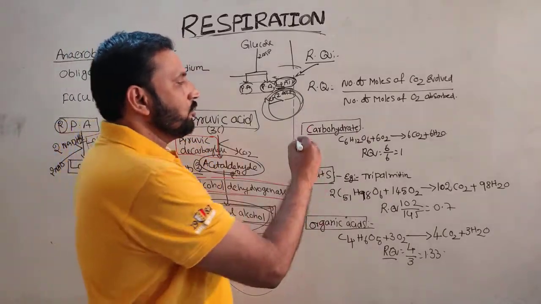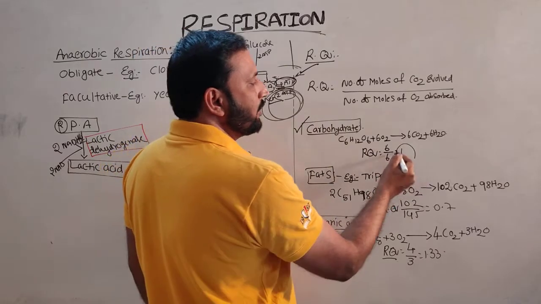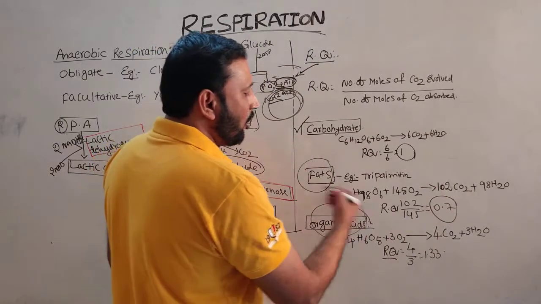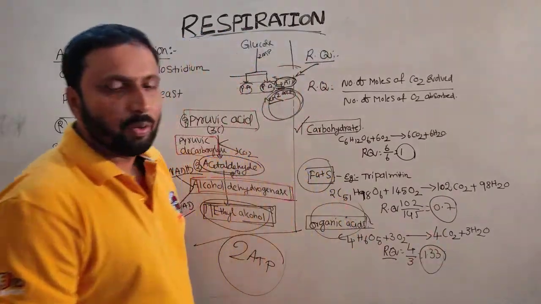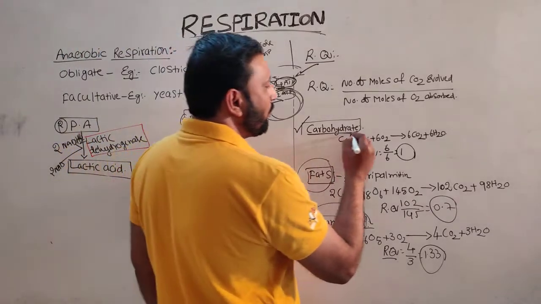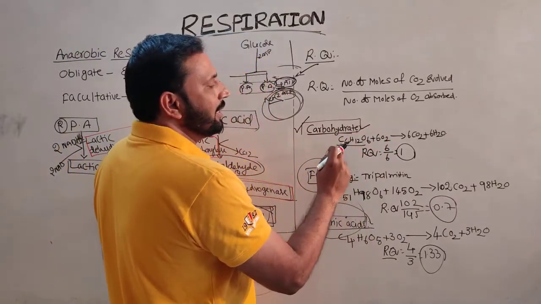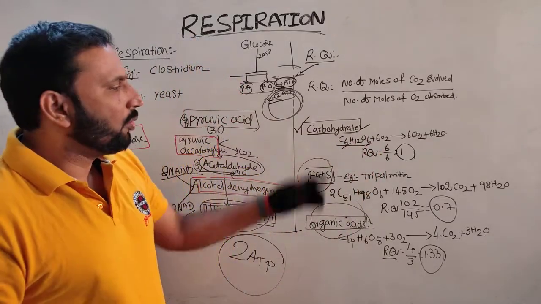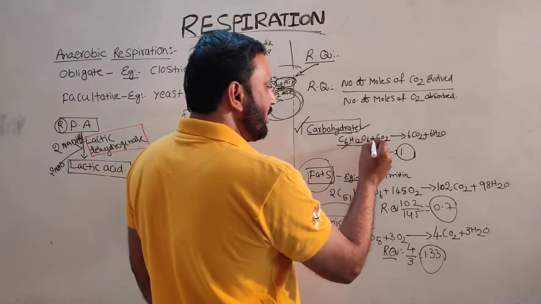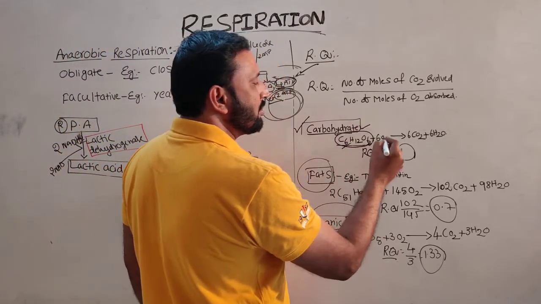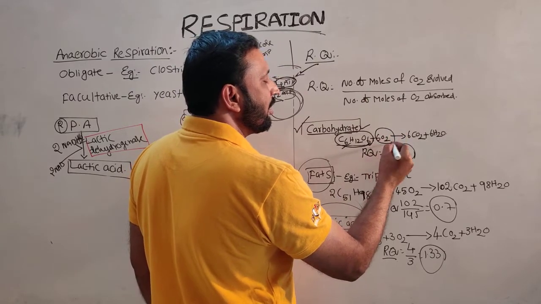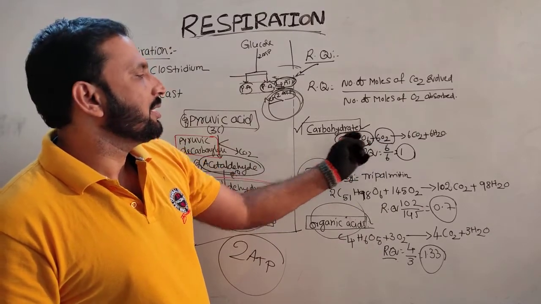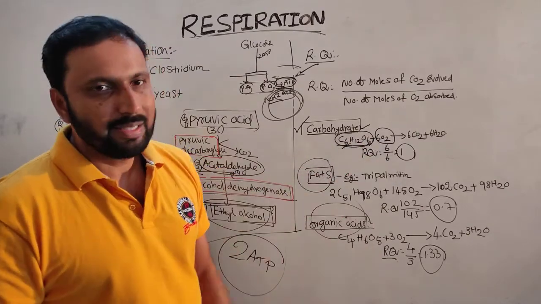Here, the important thing: in carbohydrates, the respiratory quotient is 1. In fats, the respiratory quotient is less than 1. Whereas in organic acids, the respiratory quotient is more than 1. Look at carbohydrates, for example glucose, C6H12O6. Carbon number and oxygen number are the same. So for the oxidation of this glucose, the same number of oxygen molecules are required. That is why the respiratory quotient is 1.